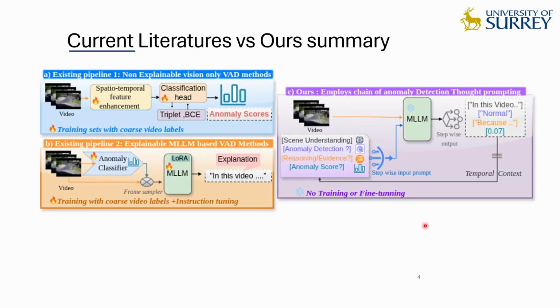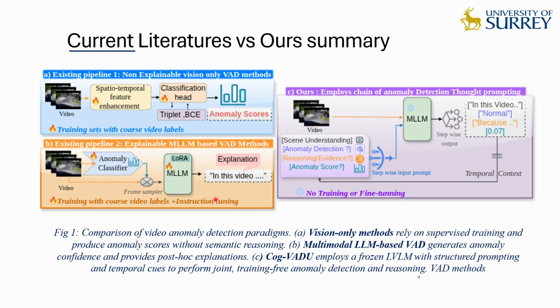So this is the current literature survey that we have done. The current literature is basically divided into two main methods: non-explainable methods and explainable methods. Non-explainable methods are the traditional vision-only methods, where they utilize the video and visual features to extract the anomaly information. But explainable methods utilize both visual information as well as textual information, and the output is also in the form of textual information.